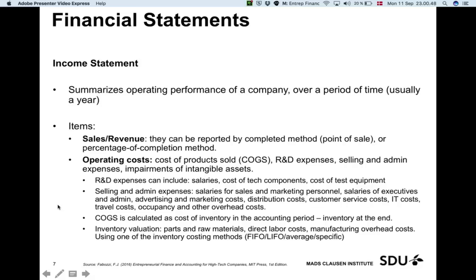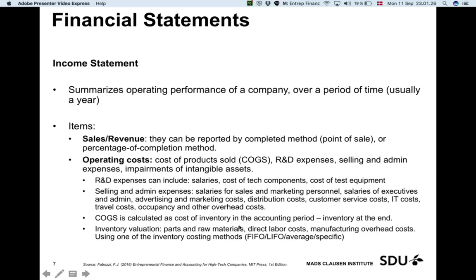Selling and admin expenses. This is the big element that we don't allocate sometimes to the cost of the product sold, but it's all the other costs that we might have. So sales and marketing people, salary of executives, advertising, marketing costs, distribution costs, customer service costs, IT costs, traveling, occupancy, and other overheads. These are usually those secondary activities that you need to keep the business running, but they are not in each of the products or services that you are offering.